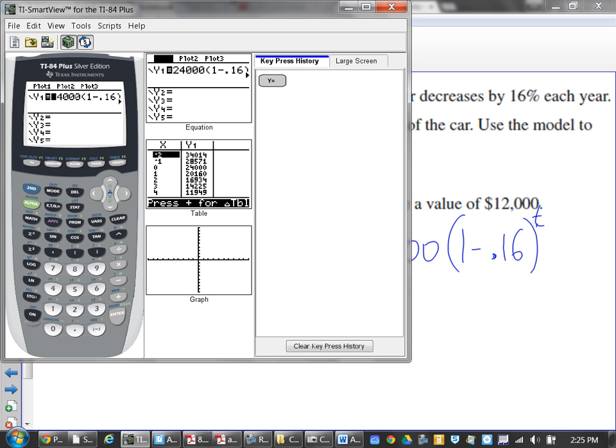Well, the first question was, what was it after 2 years? Well, what was that car worth after 2 years? $16,934. All right. Probably don't type in T.